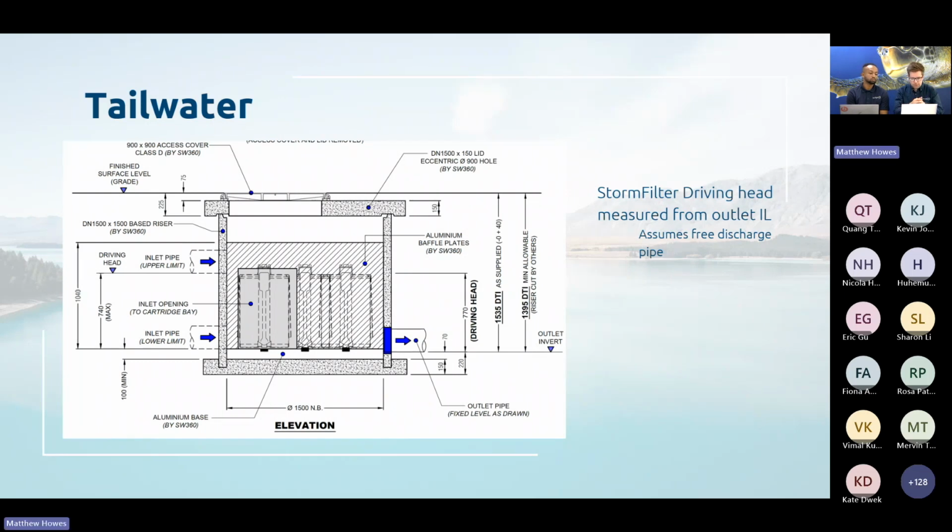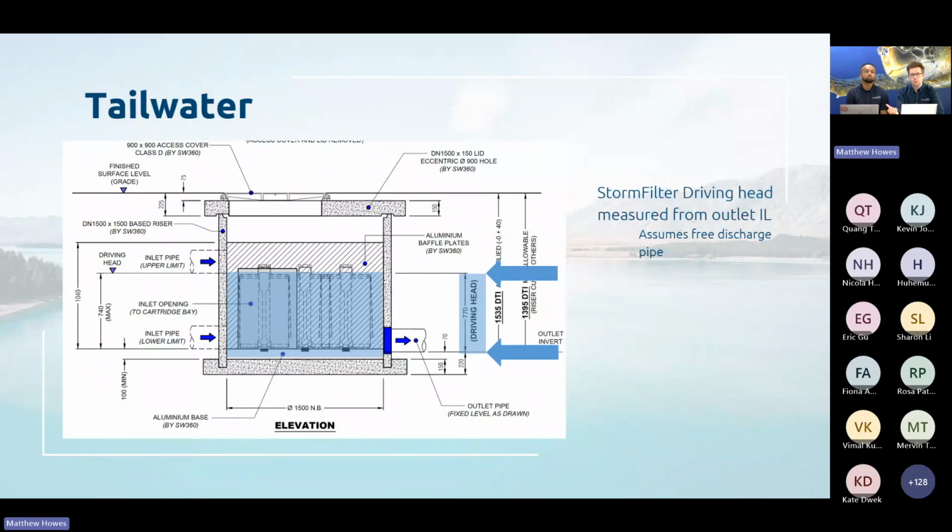So the storm filter, we said the driving head is measured from the outlet invert level. And that assumes free discharge of that pipe. So the definition of the driving head is the difference in water surface elevation from the outlet invert level to the water inside the treatment bay where the cartridges are. And that is shown here. So 770 mil of driving head in this case.